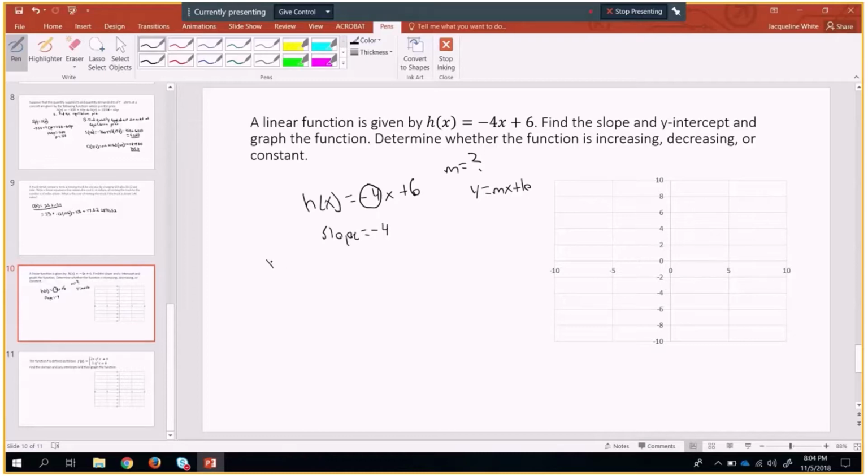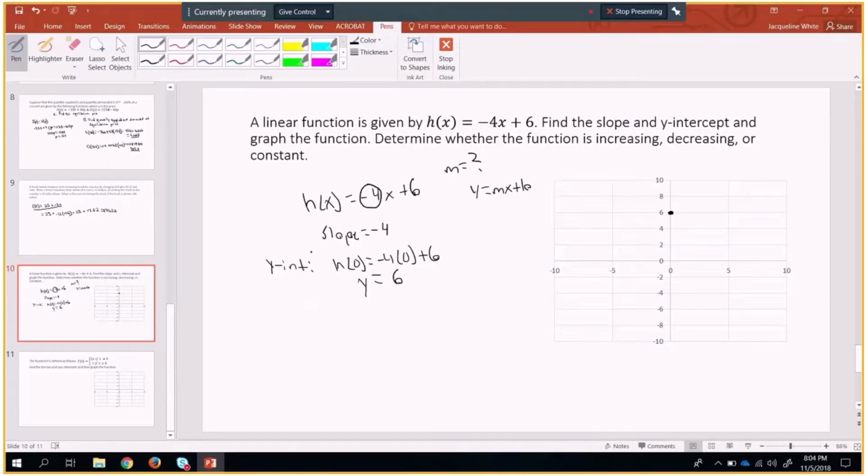All right, y-intercept, remember guys, we did this already. We set our x equal to 0, and we get h of 0 is equal to negative 4 times 0 plus 6, which is equal to 6. And that is our y-intercept. Y equals 6. If we want to graph that. Boom, boom, boom. That's probably going to delete itself. Oh, wow. It did it.